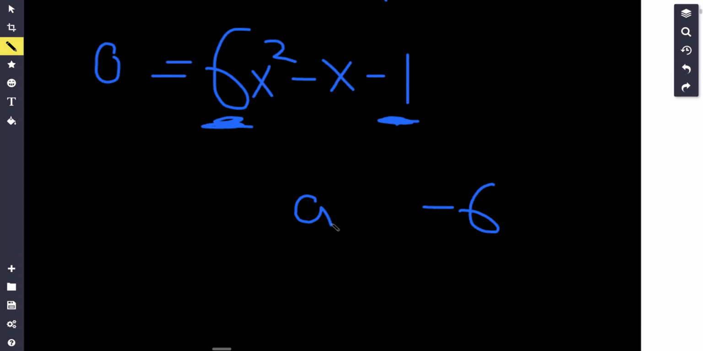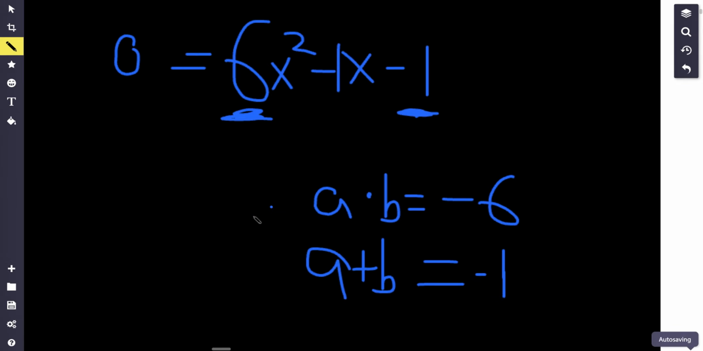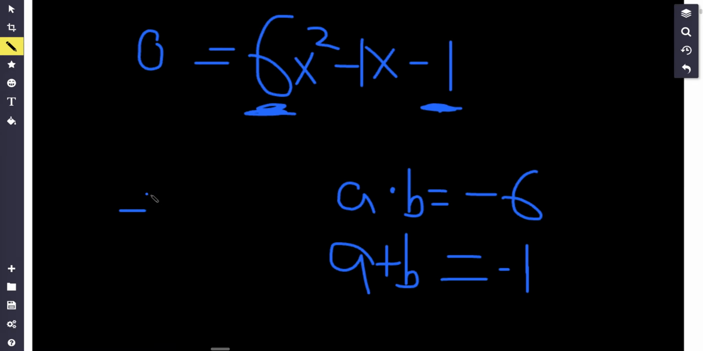What two numbers multiply out to be -6 and add up to be the middle term? In this case, the middle term is -1. You can think about this -x as -1x. So the two numbers have to add up to be the coefficient of the x term, so -1. You can try out a couple of values. The correct combination is -3 and 2, right? -3 times 2 is -6. -3 plus 2 is -1.